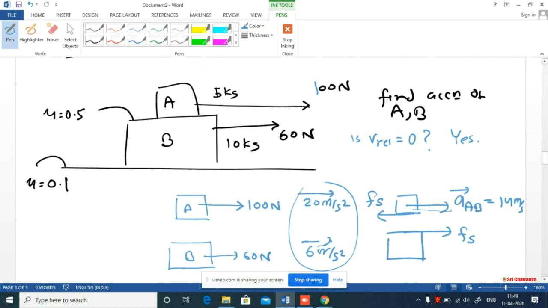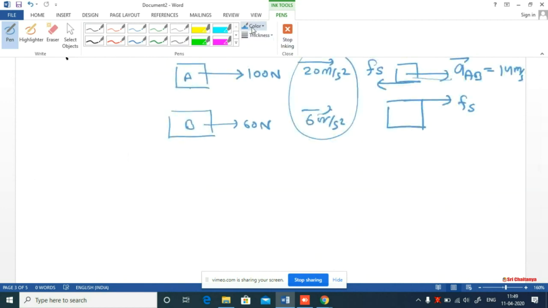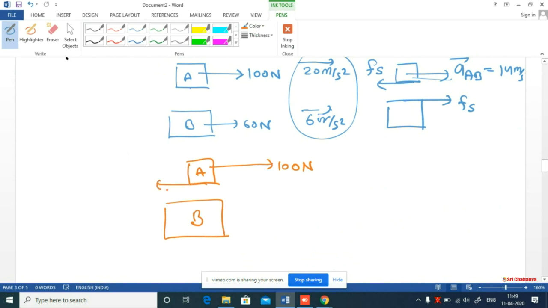So now if we draw the complete FBD, right? Maybe I'll draw the next diagram with the complete FBDs. So on A, there is 100 Newton forward and static friction backward. On B, the external force is 60 Newton, and static friction is also in forward direction.